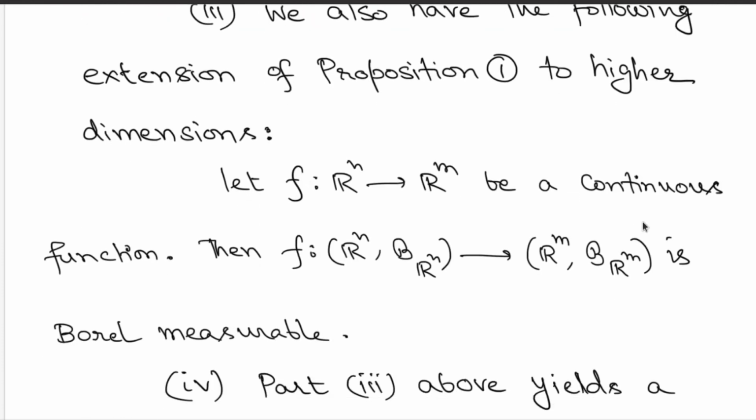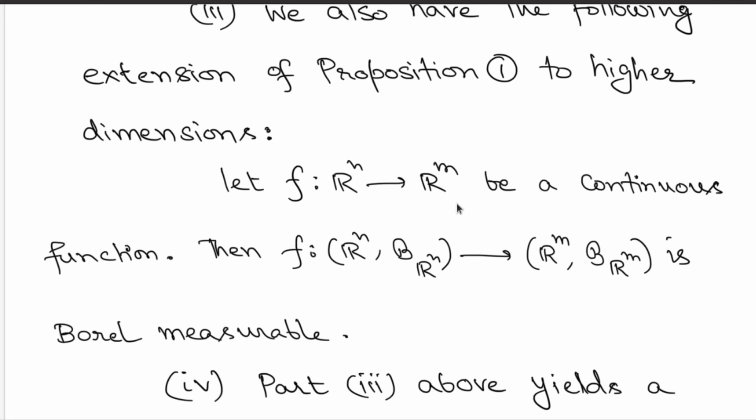We can also generalize proposition 1 to the following fact. This is a statement in higher dimensions. Now we are saying take continuous functions from Rn to Rm, where n and m are two appropriate non-negative integers. Then you put the appropriate Borel sigma fields on the domain side and the range side and claim that these functions are Borel measurable. So again, you get a large class of examples of Borel measurable functions with domain some Rn. Okay, so this gives you a large class of examples.